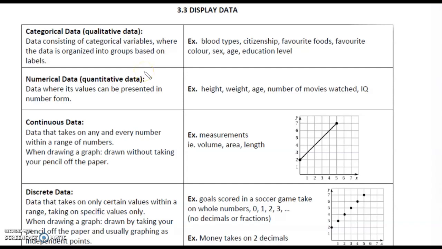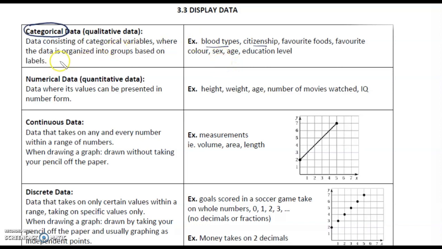Okay, 3.3 display data. So we're going to go over different types of data. Categorical data. This can be broken down into categories. Okay, this is qualitative data. Data consisting of categorical variables where the data is organized into groups based on labels, such as blood types. Okay, blood type is not a number. Citizenship, that's not a number. It's a quality, right? Favorite foods, favorite color, sex, age, education level.